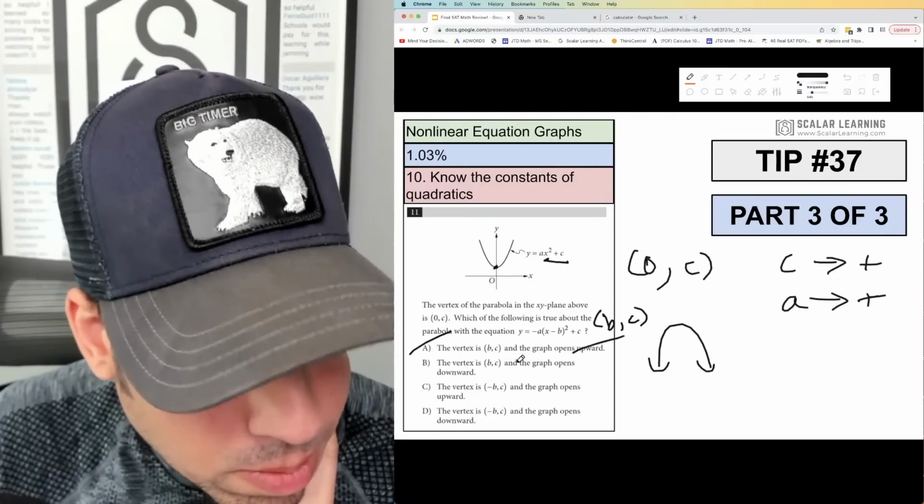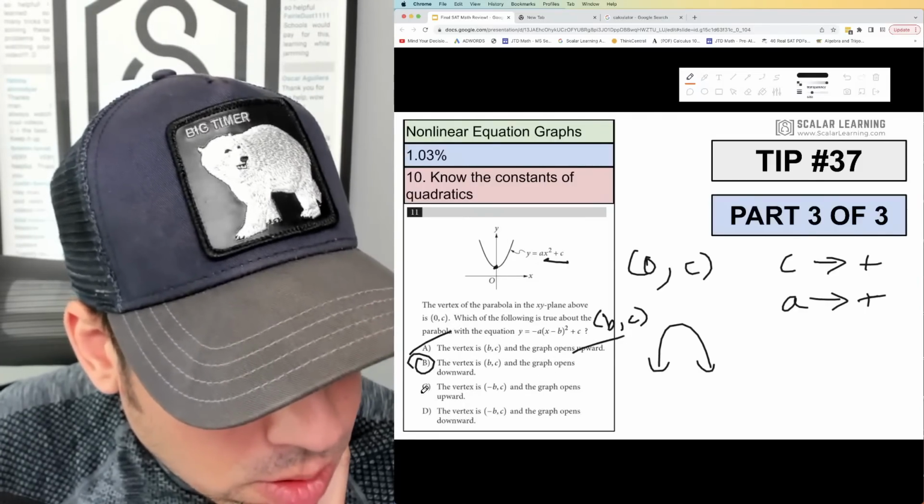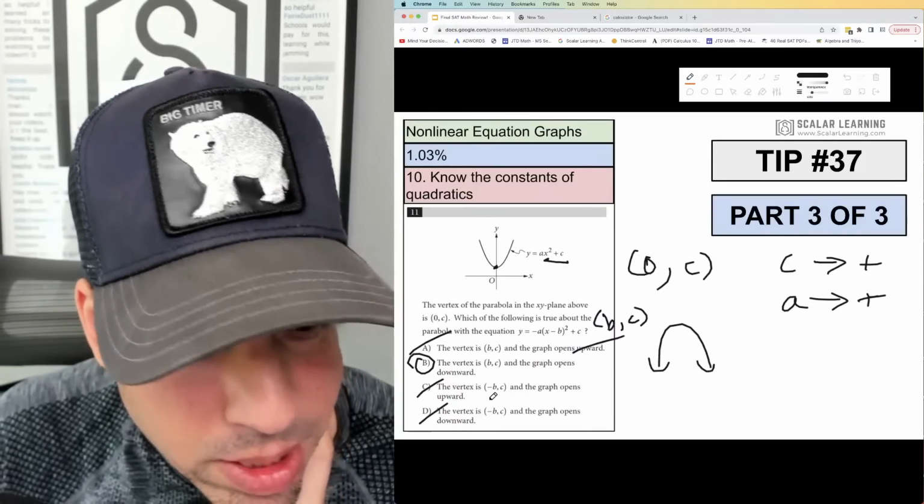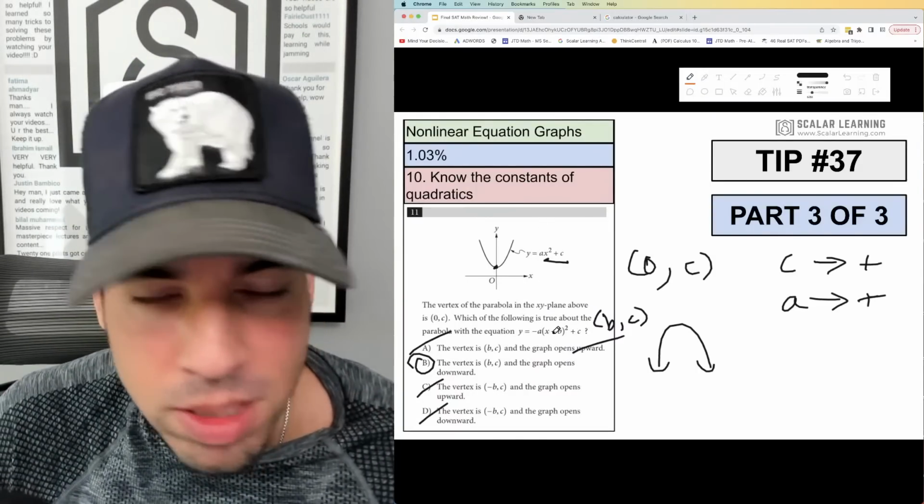Almost, but it's not opening up. Yep. Nope, nope. It's not -b as I mentioned. It's positive b because it's the opposite.